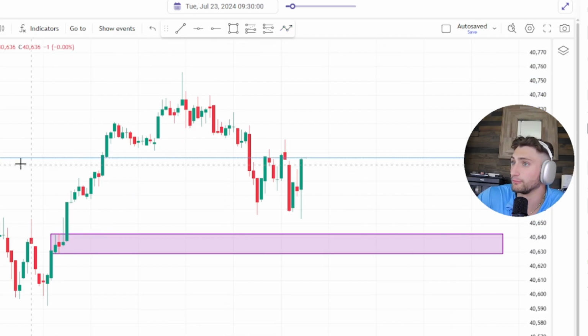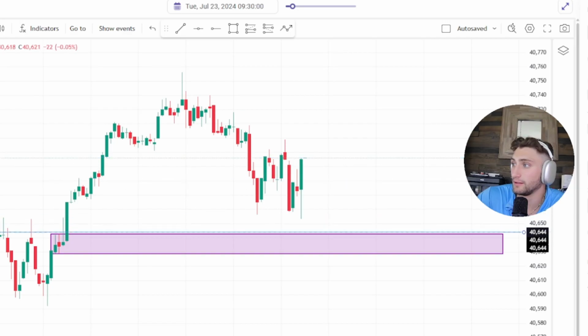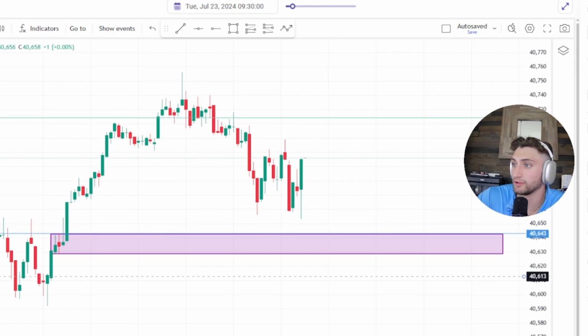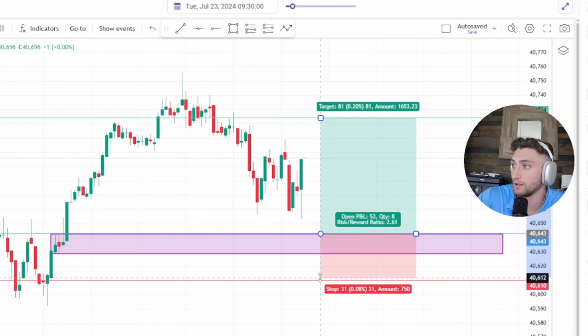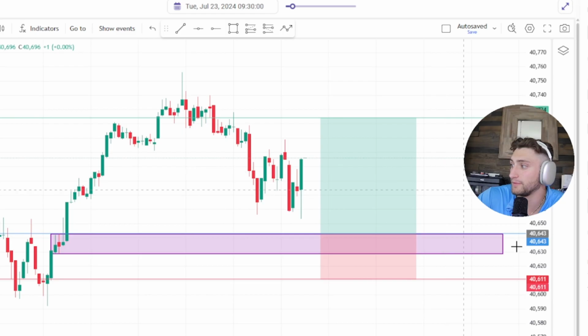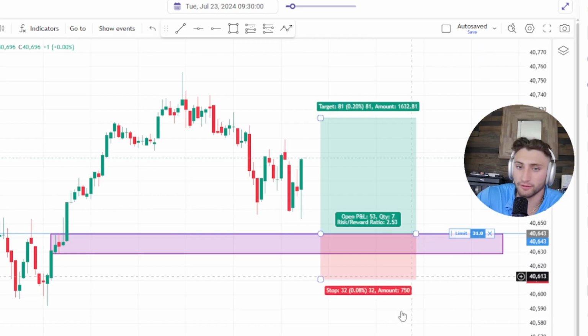We'll just set a limit order right here, and hopefully price comes down to it. We will set our TP up here and put our stop loss a little down here. And that's what we'll do. We'll just set a limit order on this demand zone right here, and it'll look something like this. So that'll be our limit order right here.